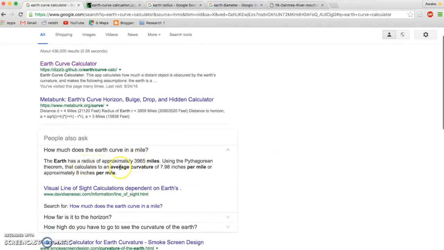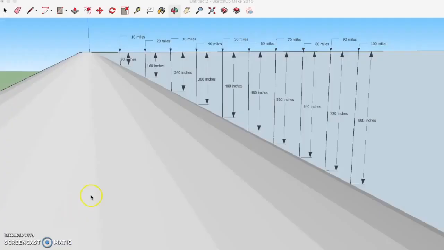It says the Earth has a radius of approximately 3965 miles. Using the Pythagorean theorem, that calculates to an average curvature of 7.98 inches per mile, or approximately 8 inches per mile. Well, that's only a partial truth because it's only correct for the first mile. After that, it becomes very wrong, and I want to show you that. I want to show you if what they were saying there, that the curvature of the Earth is 8 inches per mile, and this is how that would look.